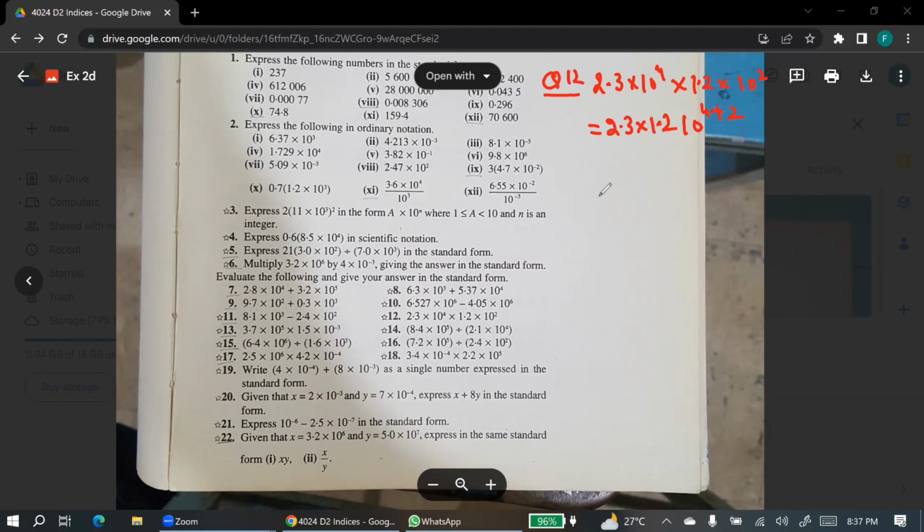What is the answer of 2.3 into 1.2? 2.3 multiplied by 1.2 is 2.76. Now this one is the final answer. Okay. Now question number 14.